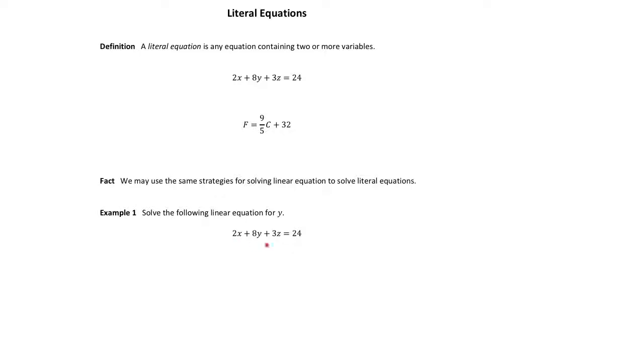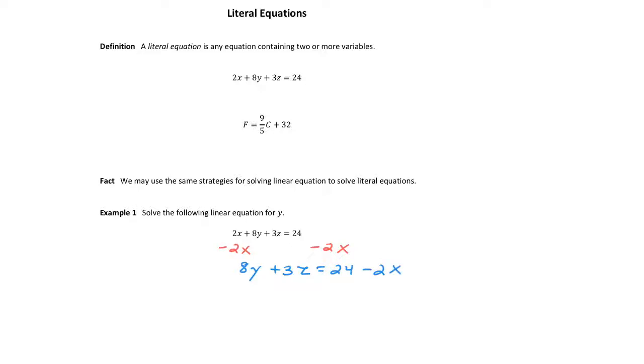I want to solve this equation for the variable y. We can use all the strategies that we had for linear equations on these equations as well. So if I want to isolate the y, I need to get rid of this 2x and this 3z. So I'm going to start by subtracting those from both sides of the equation. So first, I'll subtract the 2x. When I do that, I'm left with 8y plus 3z is equal to 24 minus 2x.